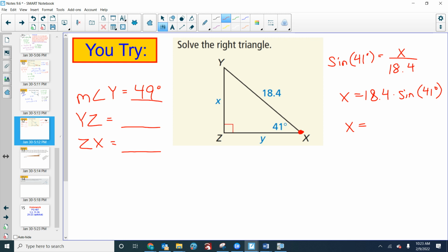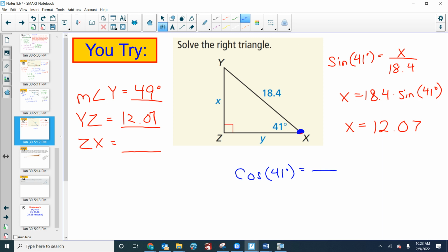18.4 times the sine of 41, 12.07. Did everybody get 12.07? Now I'm going to keep my finger at the 41-degree angle because that was the one they gave us. But this time, y is the adjacent. I still want to use the hypotenuse. Which trig function uses adjacent and hypotenuse? Cosine. So I take the cosine of 41.